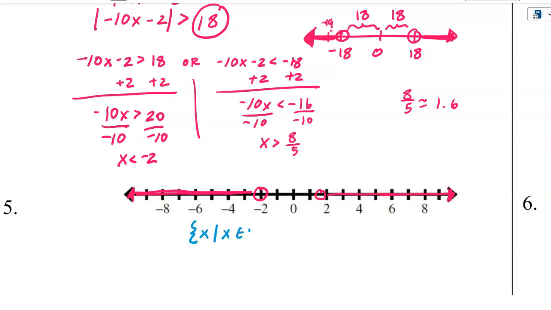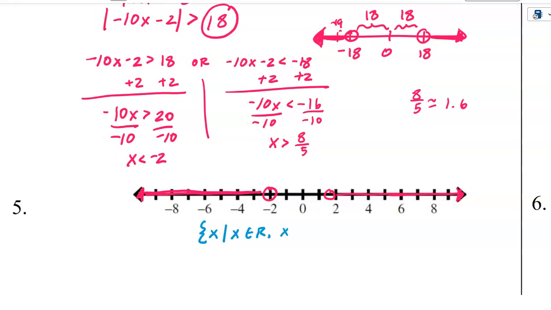If I write it as set builder notation, all real numbers x such that x is less than -2 or x is greater than 8/5. And in interval notation, we start at negative infinity to -2, does not include -2, and a union, and 8/5 to positive infinity.